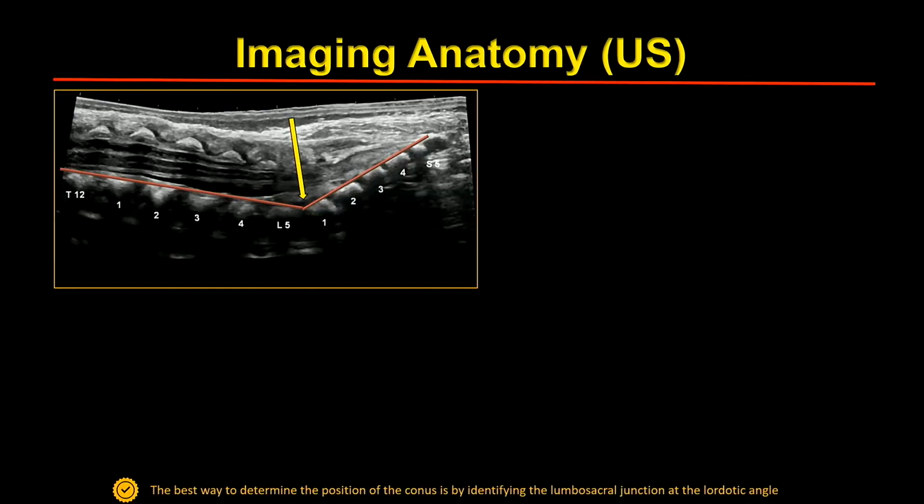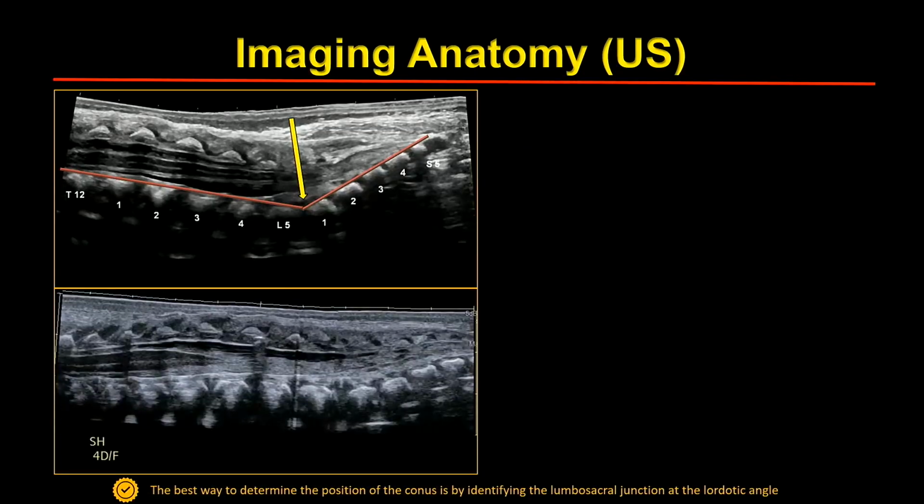Sometimes you don't see the lordotic angle. So what you can do is flex and extend the pelvis and find the position of the fulcrum in a dynamic assessment, and you can see that lordotic angle. Now, that being said, there are certain scenarios where you don't see the lordotic angle at all, as seen in this picture right here. Then what do you do?